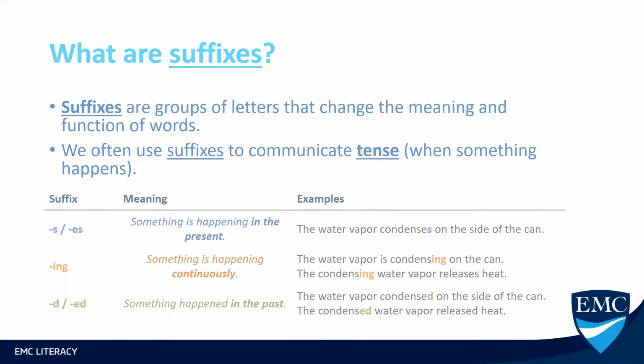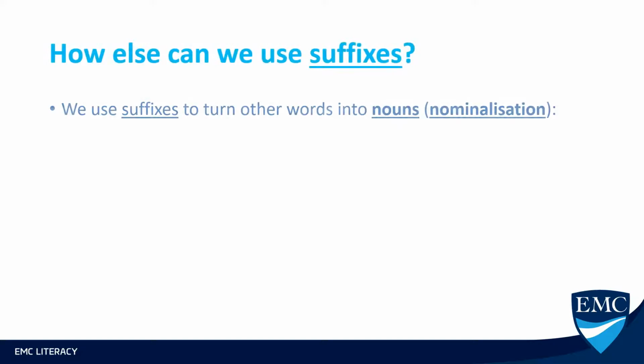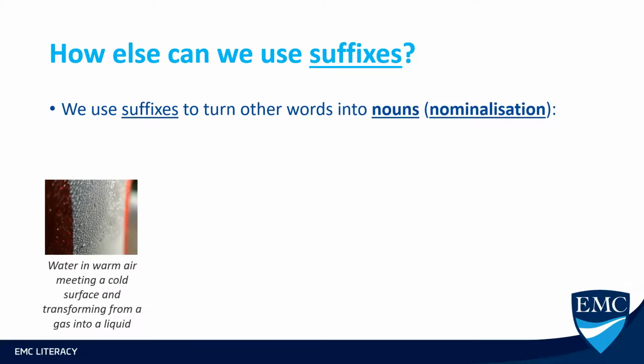Creating tense isn't the only thing that suffixes can do though. We also use suffixes to turn other words into nouns. This is not really changing the meaning of the word, but it is changing the function, the way we can use it in a sentence. So let's look at our Coke can again.